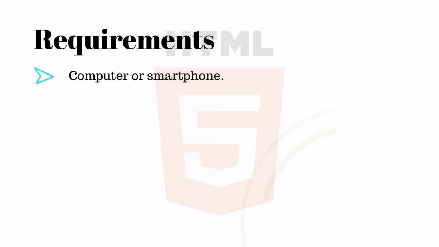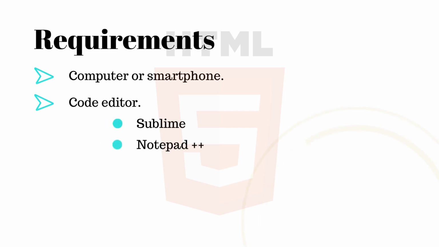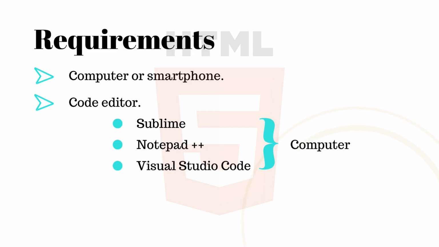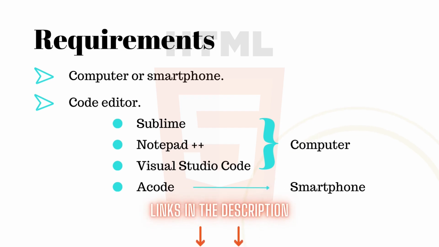So you will need a computer, then you also need a code editor. There are many code editors that you can use. We have Sublime, and we have Notepad plus plus. We have VS Code. Those editors that I just listed are for computer. Then for smartphone, I will recommend that you download a code editor. I will leave the links to all the software that I just listed in the description box, so you can follow the link to download them.